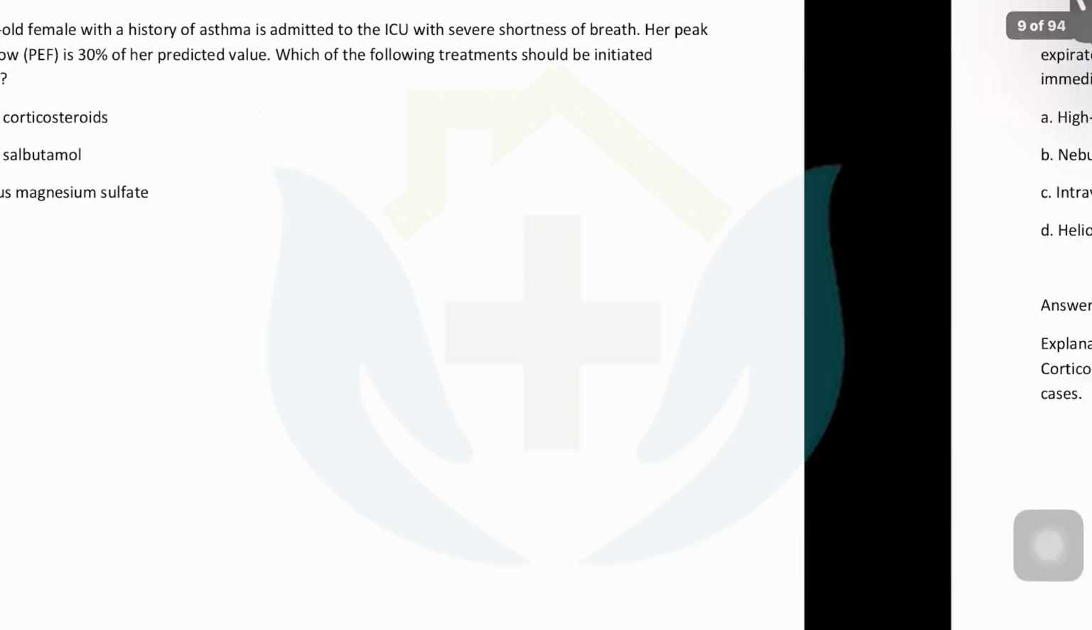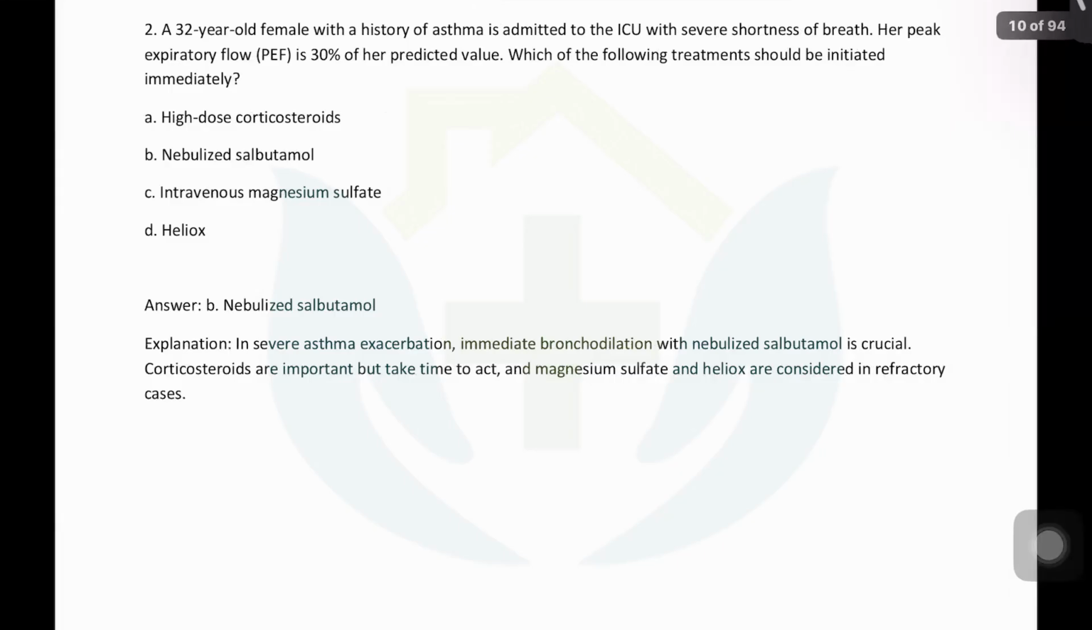So, this patient has severe asthma exacerbation, and all you need is bronchodilation. So, you need this patient to be nebulized continuously with salbutamol. Steroids are important, but the problem with steroids is they will need some time to act. Onset of action is slightly later. They will get converted to their active components and then they will start showing their effect.